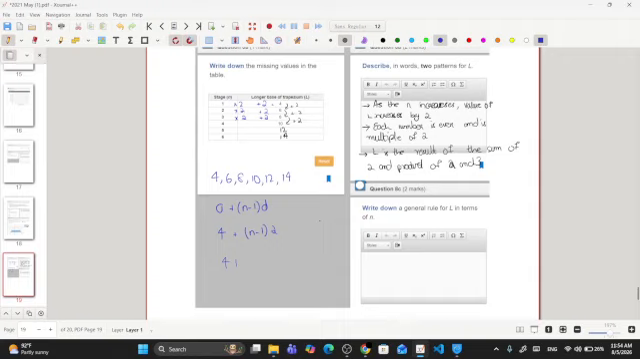So I'm left with 4 plus 2n minus 2. That becomes 2n plus 2. That is going to be our general rule, 2n plus 2. Make sense? Yep. That's great. I wrote that part down already.